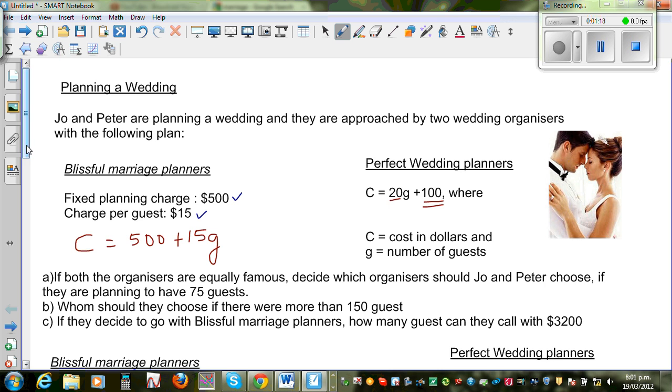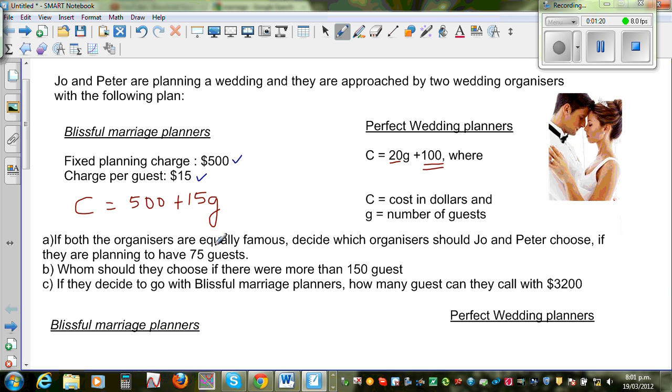So we need to answer these questions. If both the organizers are equally famous, which organizer should Joe and Peter choose if they are planning to have 75 guests? That's one question. Whom should they choose if there were more than 150 guests? And the third question is, if they decide to go with blissful marriage planners, how many guests can they call with $3,200? So these are the three questions.